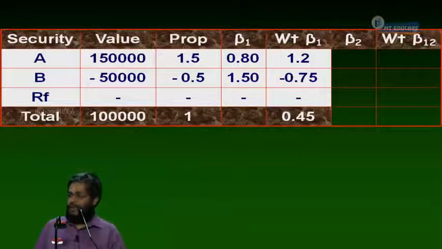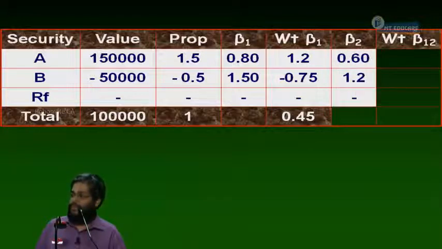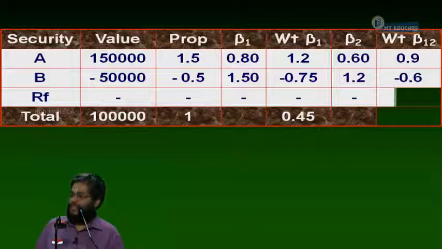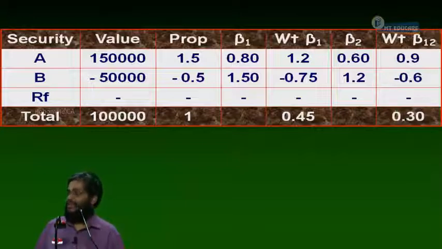Next. What is beta 2? Factor 2 beta for A and B, 0.6 and 1.2. The weighted beta is 1.5 into 0.6, 0.9. Minus 0.5 into 1.2, minus 0.6. The factor beta 2 for the portfolio is 0.3. Everybody, are you comfortable or not? Okay.